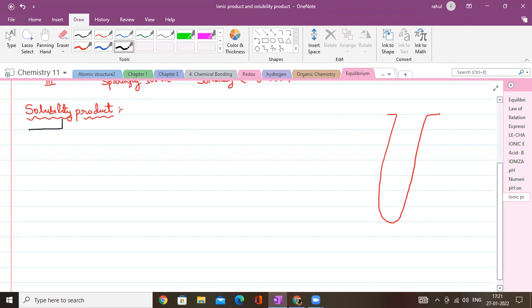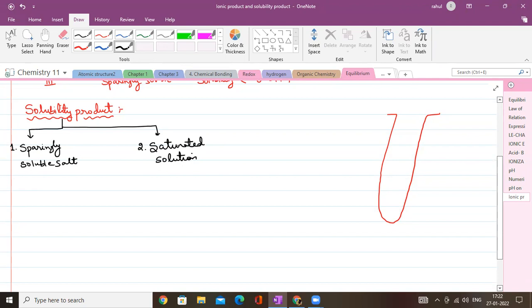Solubility product, remember, is always applicable for sparingly soluble salts. The first point that we have to take care of is that it is always applicable for sparingly soluble salts. Number two, it is always applicable for saturated solutions.